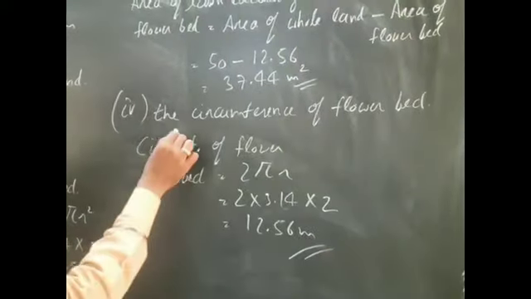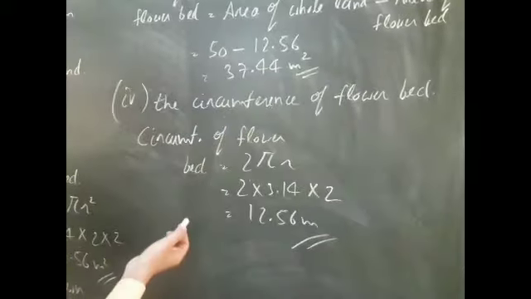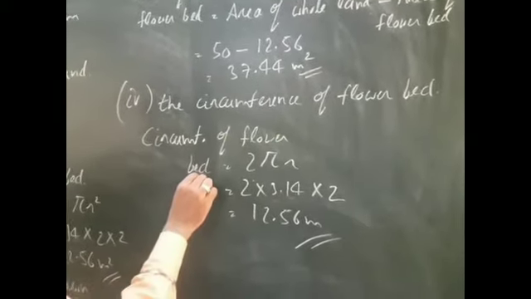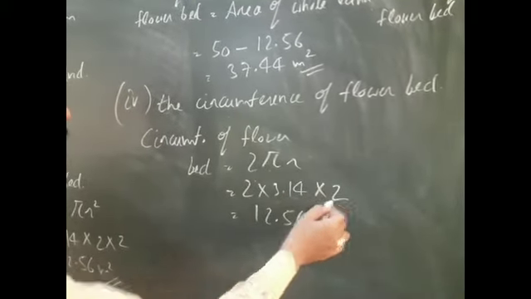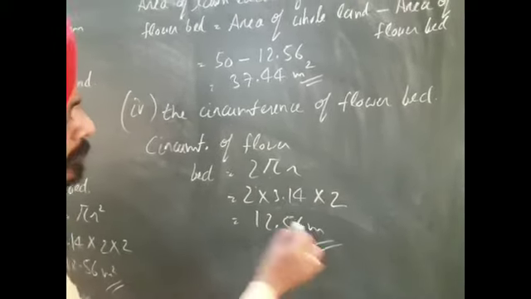In the fourth part, you have to find the circumference of the flower bed. Circumference of the flower bed means circumference of the circle, 2 pi r. 2 into 3.14 multiplied by 2, you will get 12.56 meter.